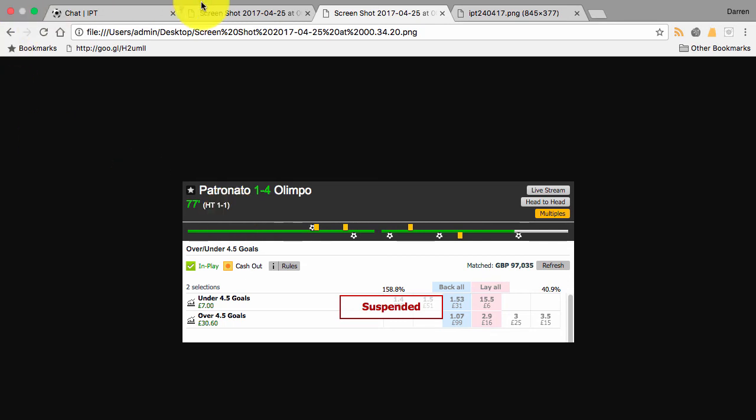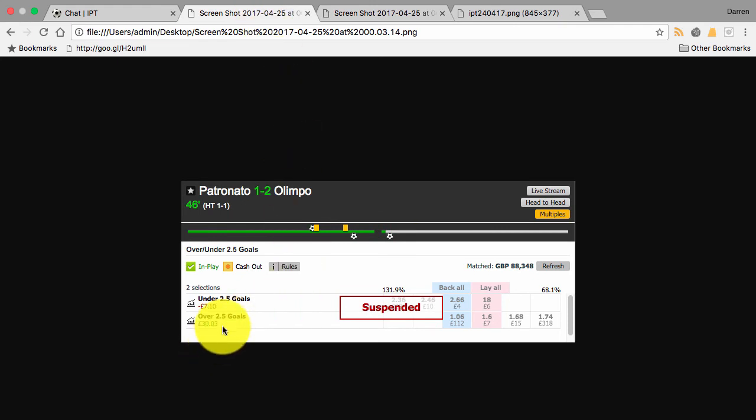At the time we got involved with this game, it was 0-0. We took a position in the over 2.5 goal market. Like I say, we got in at around about 3.2, and with that, we need at least 2 goals really to turn a profit.